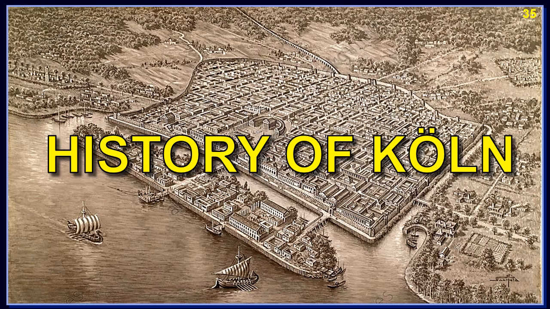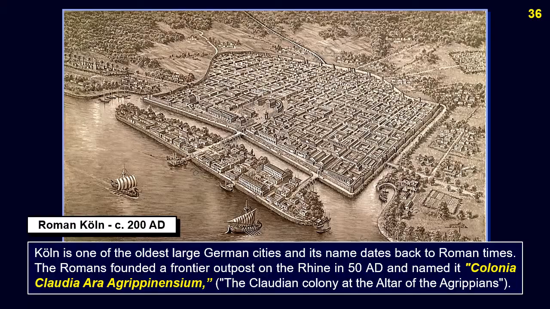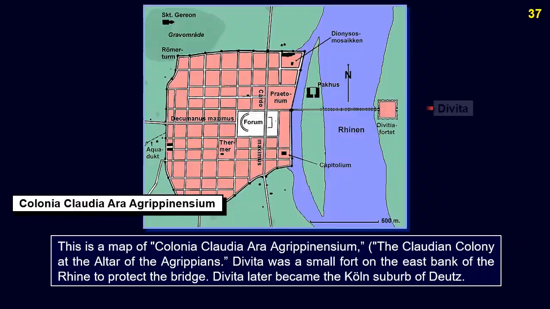The history of Köln. Köln is one of the oldest large German cities, and its name dates back to Roman times. The Romans founded a frontier outpost on the Rhine in 50 AD, and named it Colonia Claudia Ara Agrippinensium, the Claudian colony at the altar of the Agrippians. This is a map of Colonia Claudia Ara Agrippinensium.